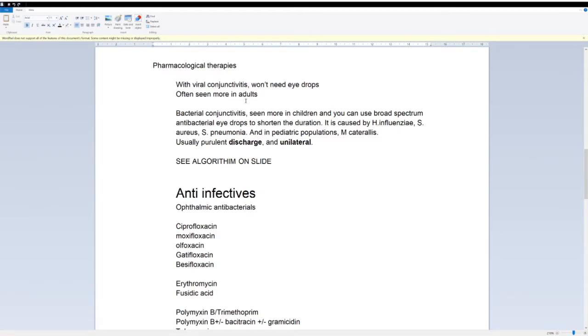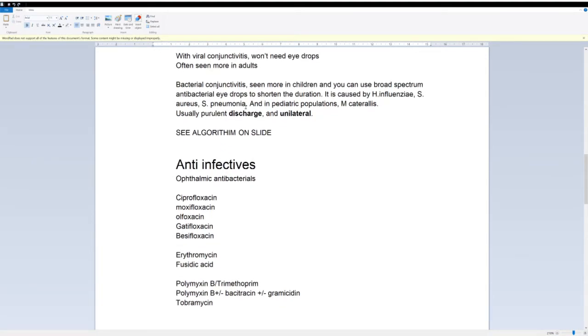Pharmacological therapies, this would be the most important part of the lecture, as there are a lot of different pharmacological therapies depending on what the cause is. So in general, with viral conjunctivitis, we don't need eye drops, but you will see later on that there are products available for viral conjunctivitis, but it's not often used. We'll start with antibacterials for bacterial conjunctivitis, and I will talk about the algorithm later on.